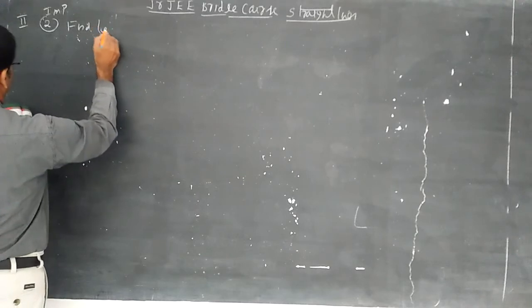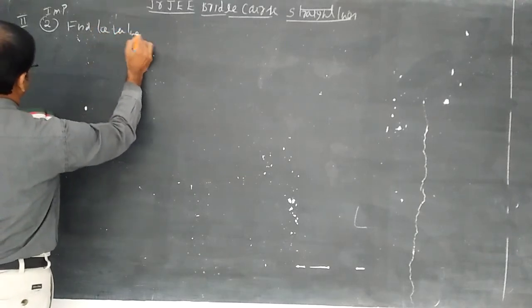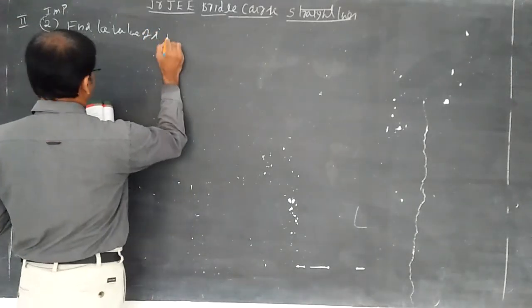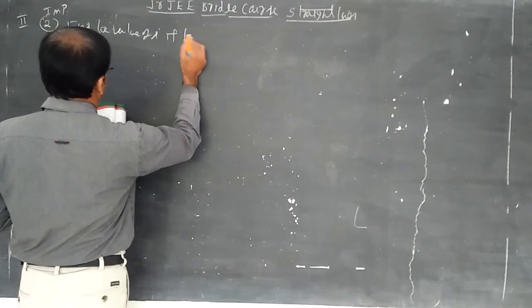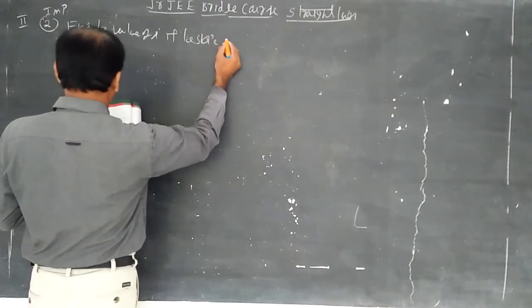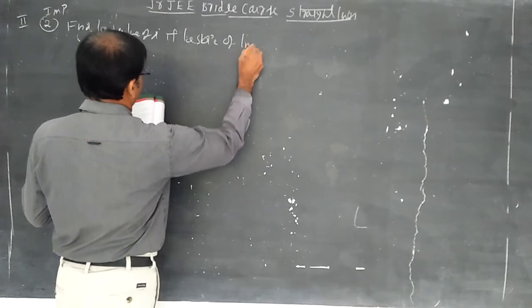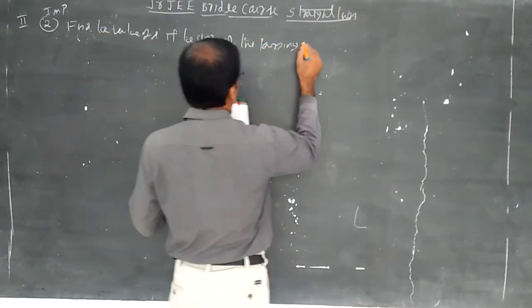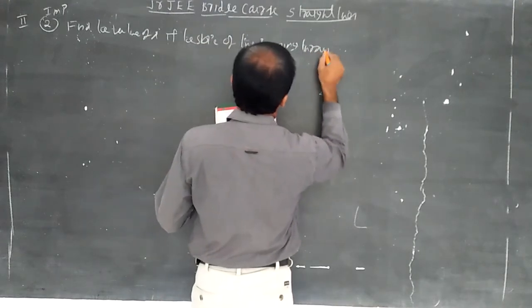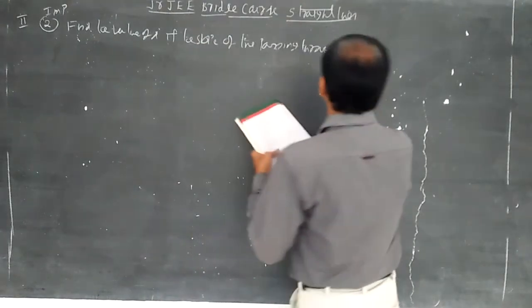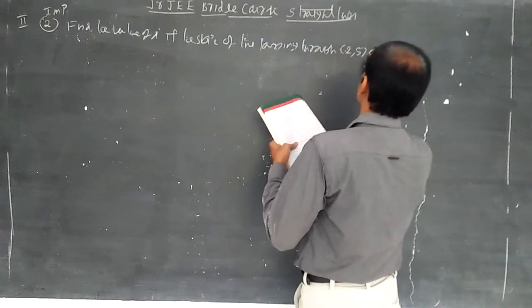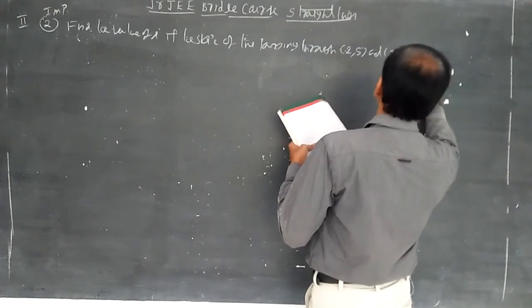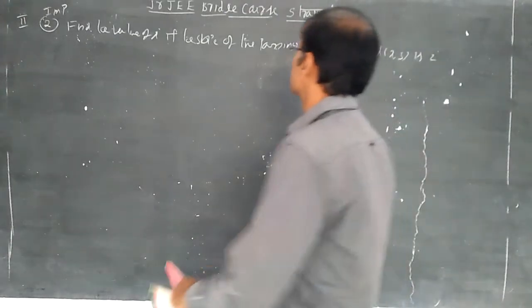Find the value of x, if the slope of the line passing through (2, 5) and (x, 3) is 2.